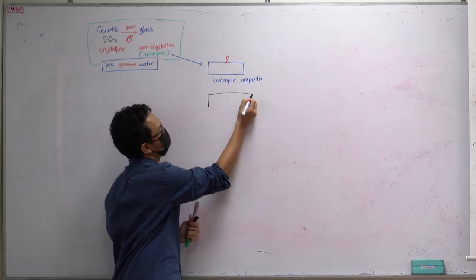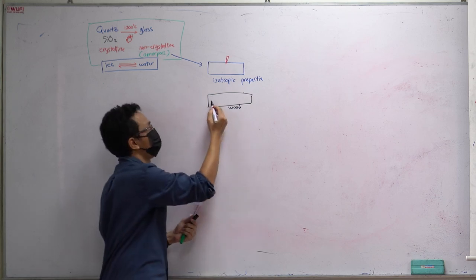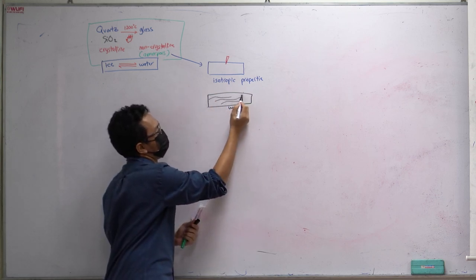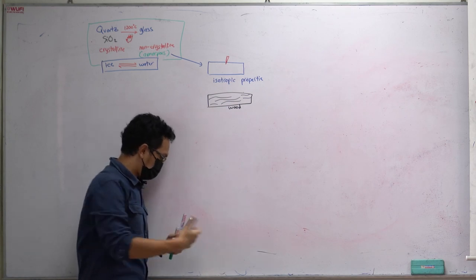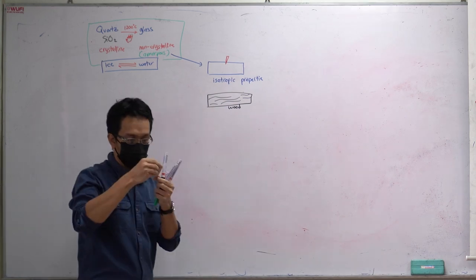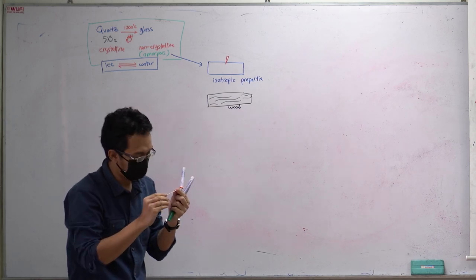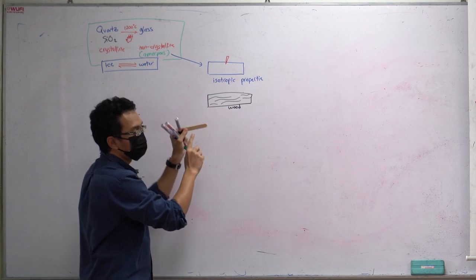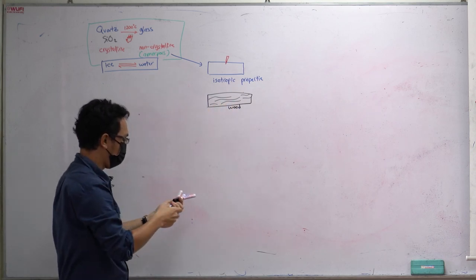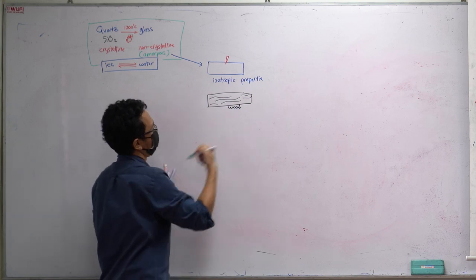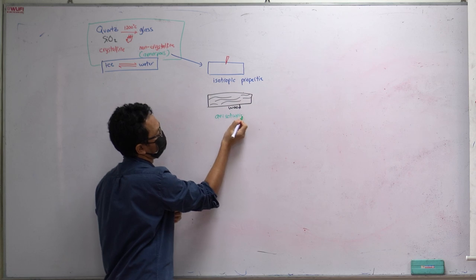If you have wood, let's say this is wood. Normally you see the grain, right? These are like the grain boundaries. If you look closely, you have something like this. So we call this anisotropic properties.